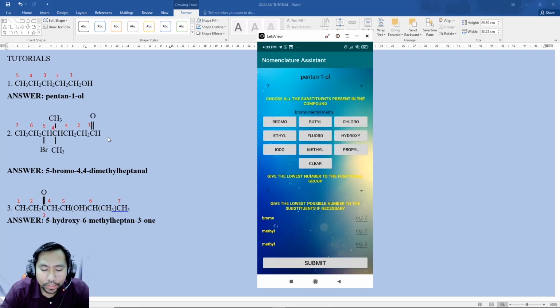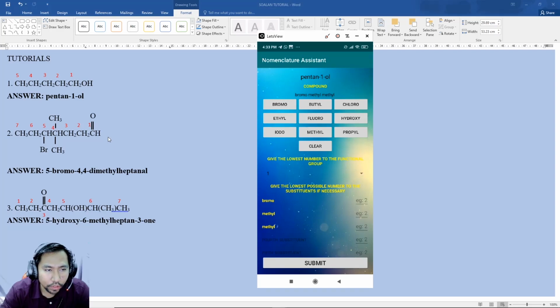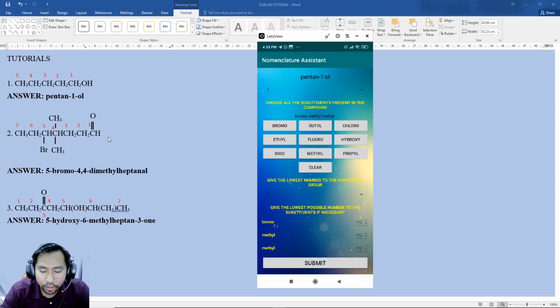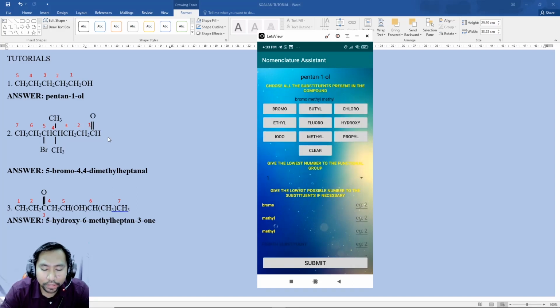Give the lowest number to the functional group. For aldehyde we don't have to write down the position of the functional group, because the functional group is at the end of the chain. We don't need to number it, as the position is confirmed at the end of the chain, at carbon number 1. We just leave it blank.